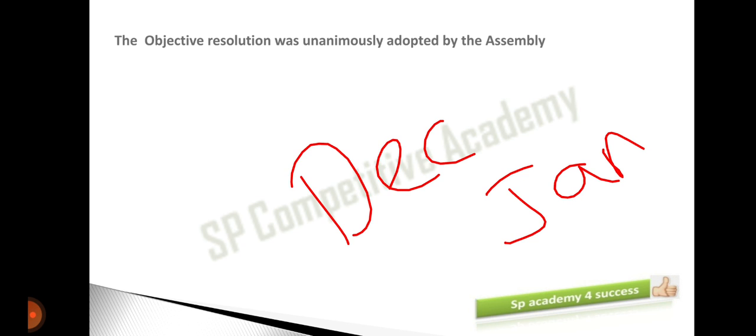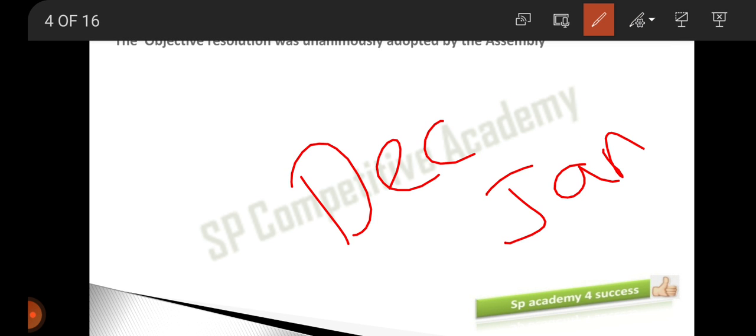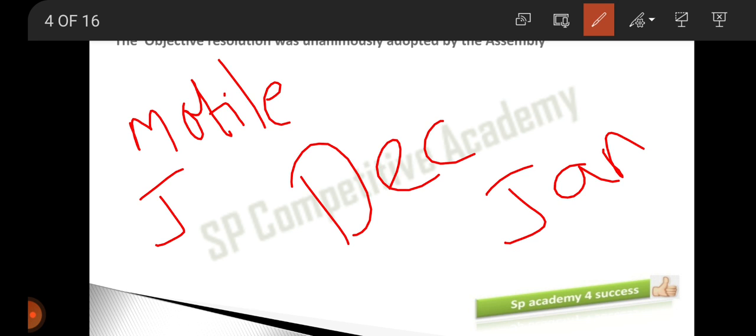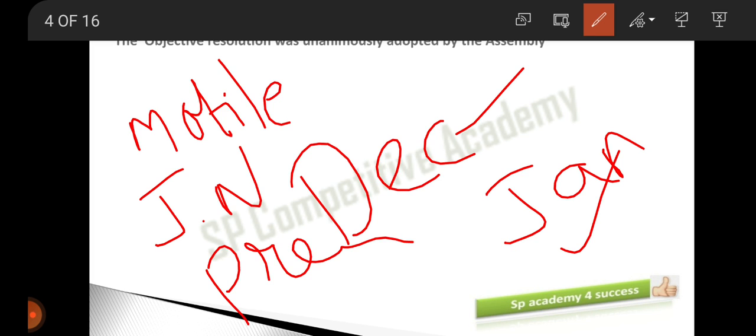So you are supposed to know the whole history behind this. The first point is that Motilal Nehru ji prepared this objectives resolution, and Jawaharlal Nehru ji introduced it in the Constituent Assembly in the month of December. It was unanimously accepted in the month of January, and later on it was converted into the preamble. Clear?